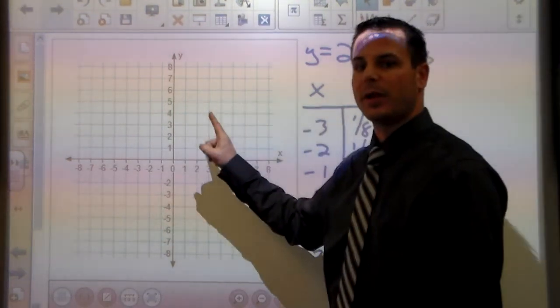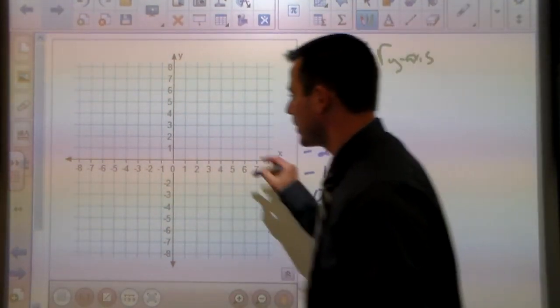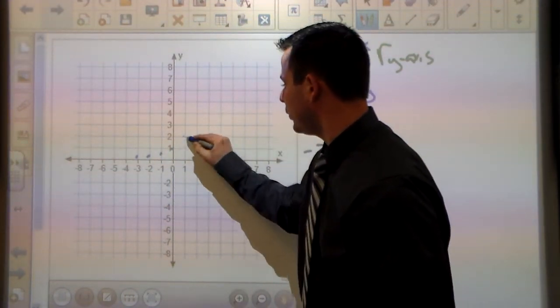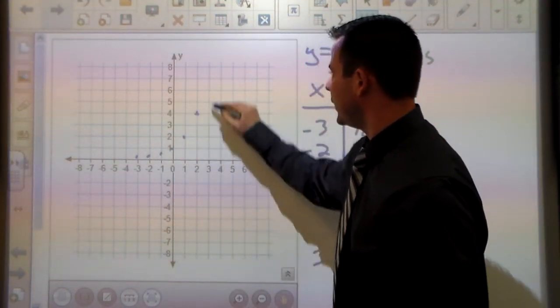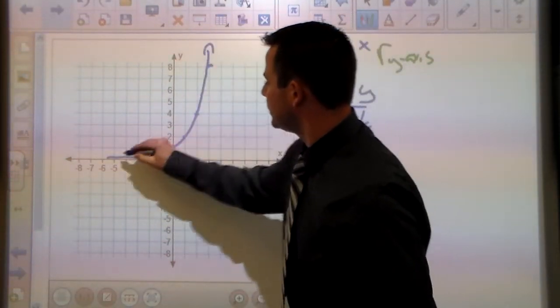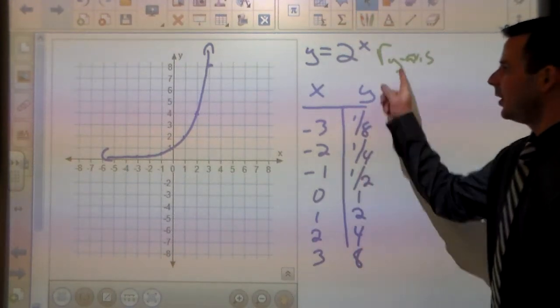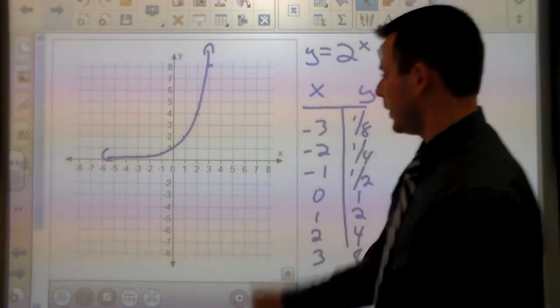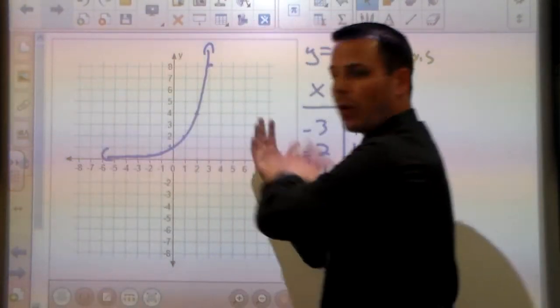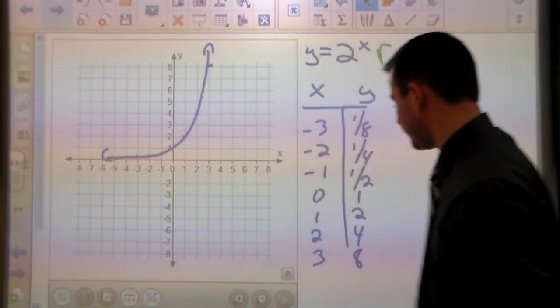Let's plot the graph of y equals 2 to the x power. Here we go. There, there, there. 1, 2, 2, 4, 3, 8. Here's the graph of y equals 2 to the x power. And now we want to graph a reflection over the y-axis. Here's the y-axis. There's our line of reflection, which means this is going over there and this is going over there. Let's plot the graph first.